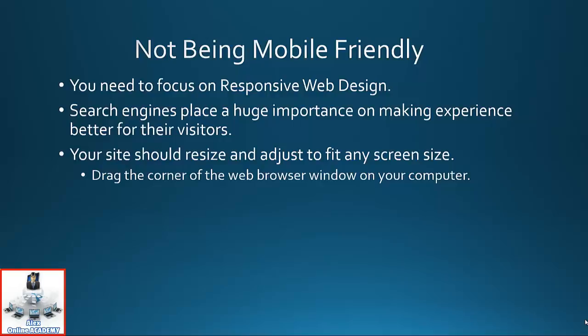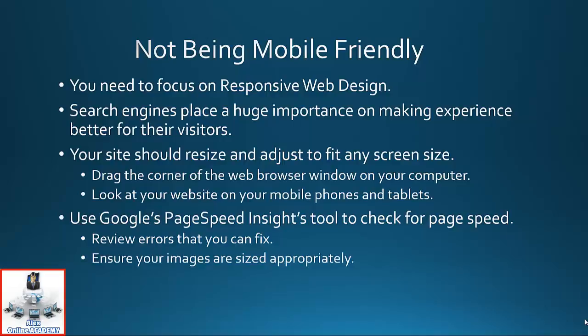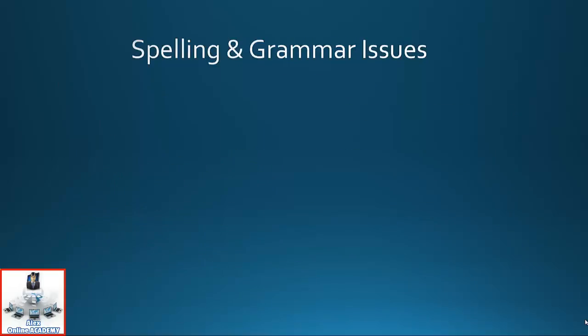Drag the corner of the web browser window on your computer and you will see it resize right before your eyes. Look at your website on your mobile phones and tablets to see how it looks, how people are interacting with your content. Use Google's PageSpeed Insights tool to check for page speed and review errors that you can fix, so errors related to your content that you could improve upon. Ensure your images are sized appropriately as well. You don't want to have oversized images. It's going to be slow to load on mobile devices and on your website, so it's actually going to help your main website as well.